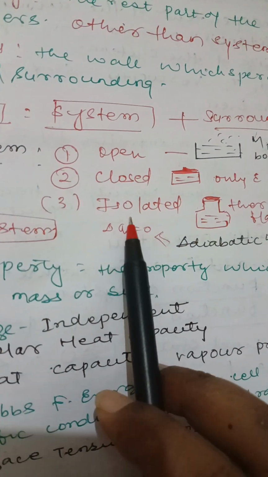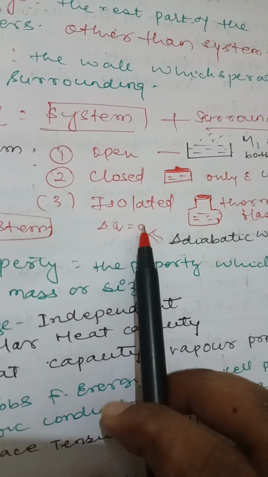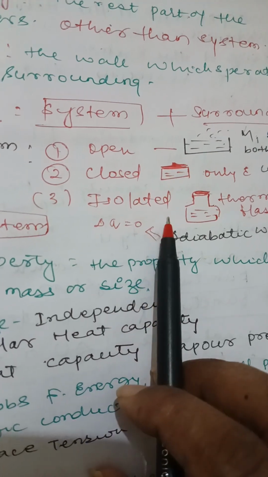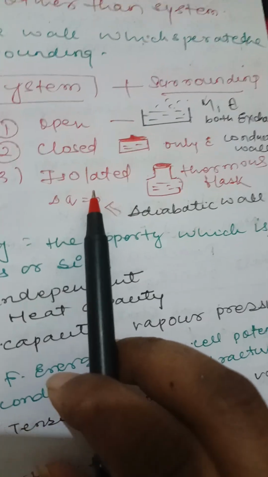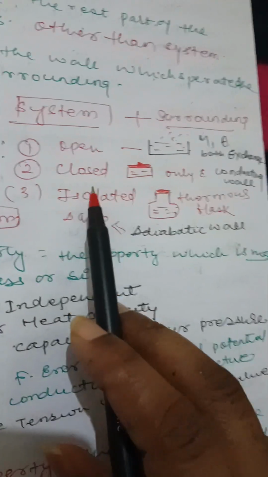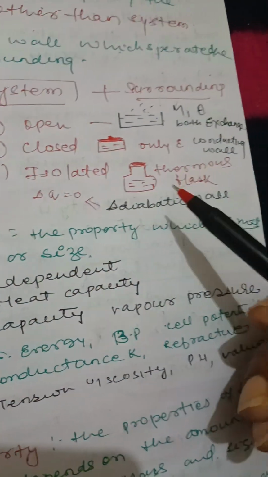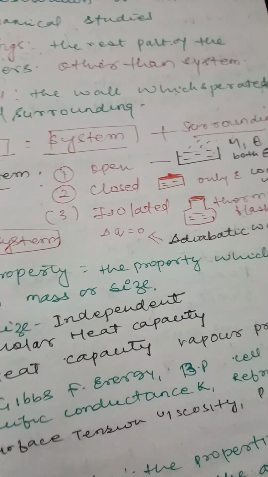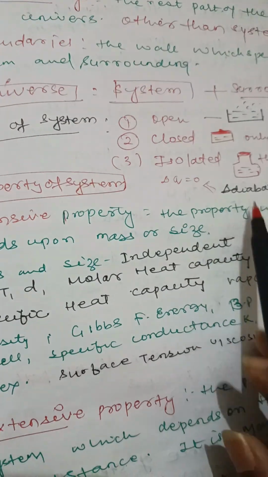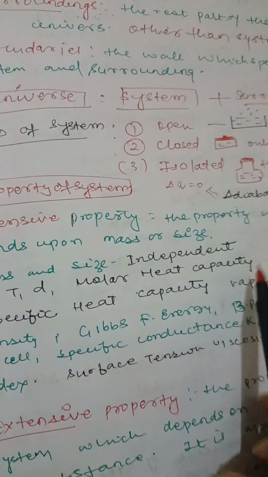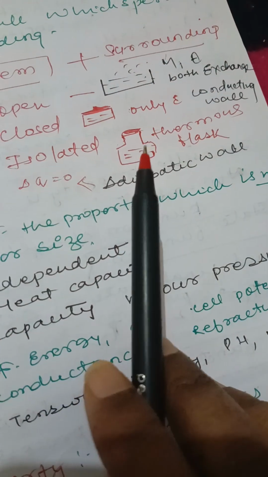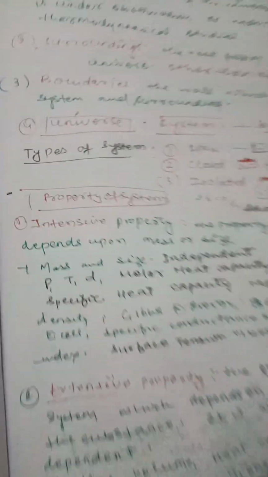Now what is the isolated system? The system which can exchange neither matter nor energy with the surrounding is called an isolated system. Coffee in a thermal flask is isolated, but coffee in a cup covered with a plate is a closed system. An isolated system contains an adiabatic wall, where heat cannot be exchanged between the system and surrounding.